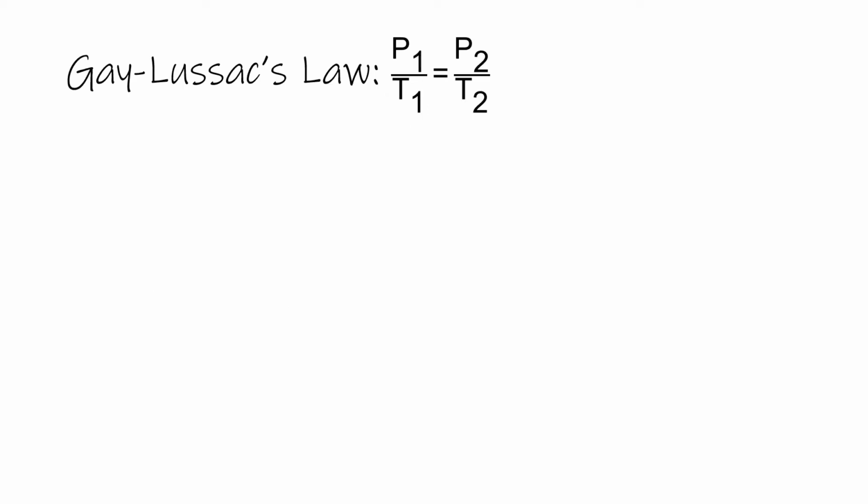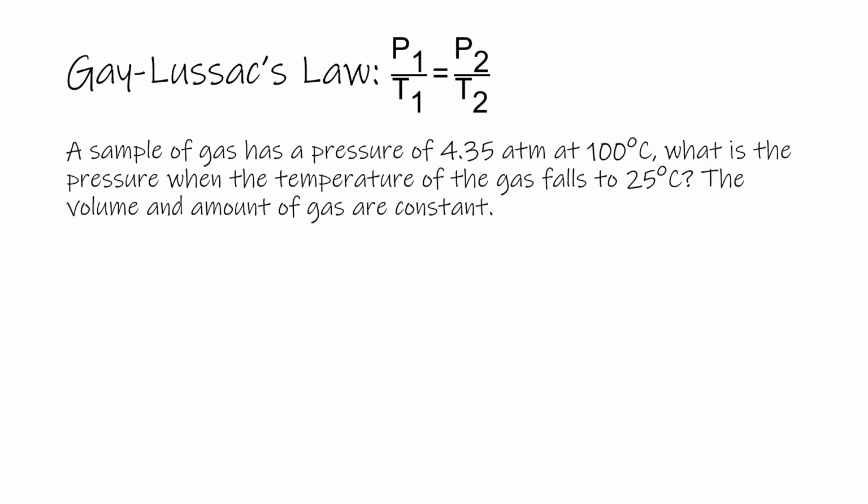Our last gas law that we're going to look at in this video is Gay-Lussac's law, and it is comparing pressure and temperature, assuming that volume and amount of gas are constant. These quantities are also directly proportional, which means that as temperature increases, pressure is going to increase as well. So let's look at a sample problem. A sample of gas has a pressure of 4.35 atmospheres at 100 degrees Celsius. What is the pressure when the temperature of the gas falls to 25 degrees Celsius? The volume and amount of gas are constant.